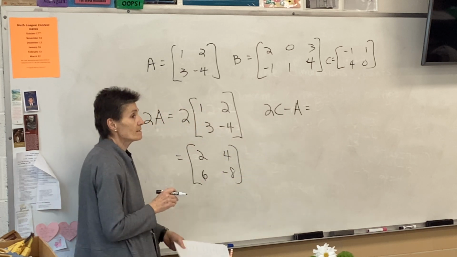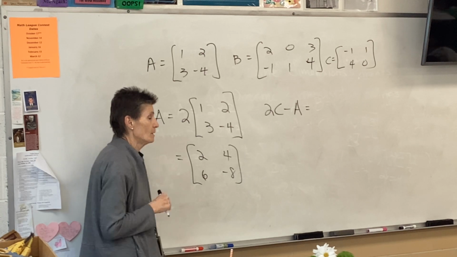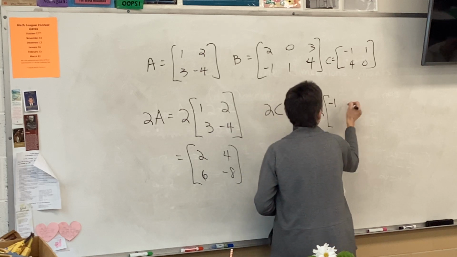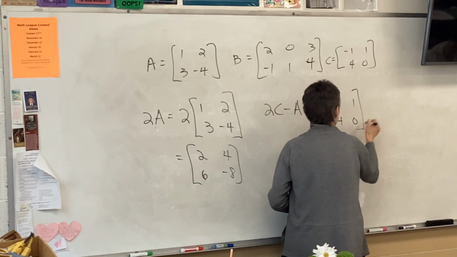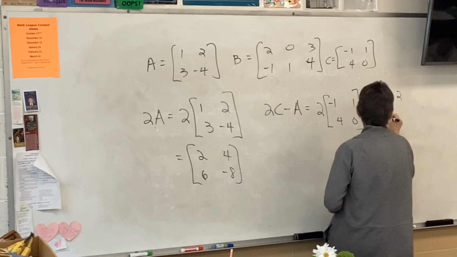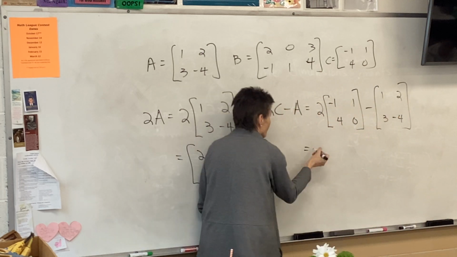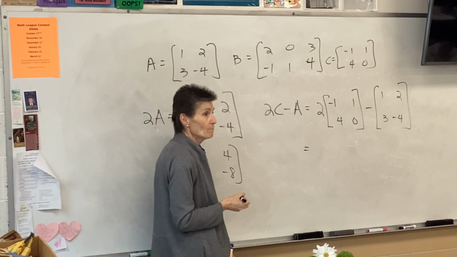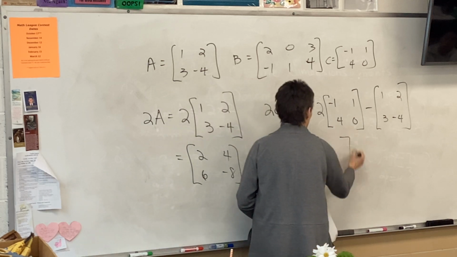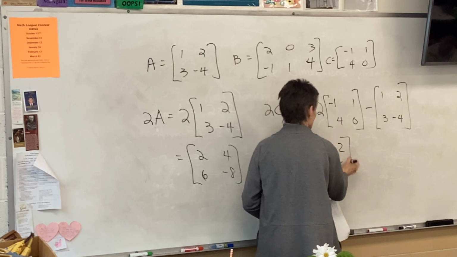The next one says 2C minus A. So I need to take 2 times C and subtract A. Okay, one step at a time. What's 2C? Negative 2, 2, 8, 0.